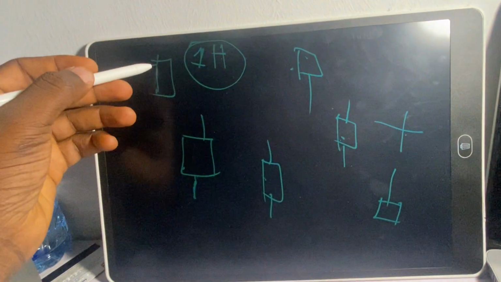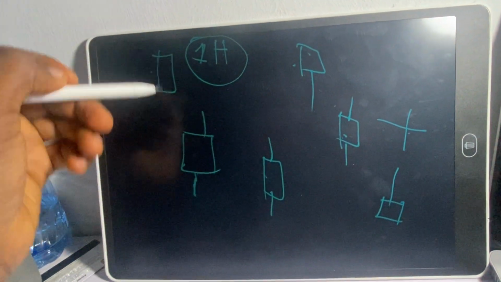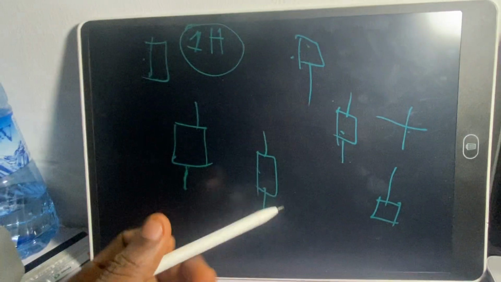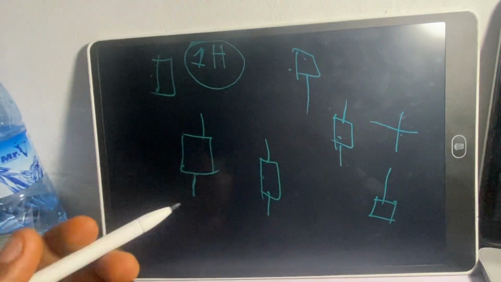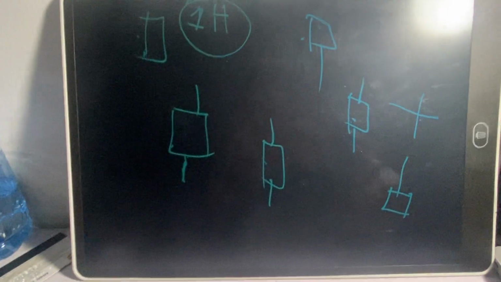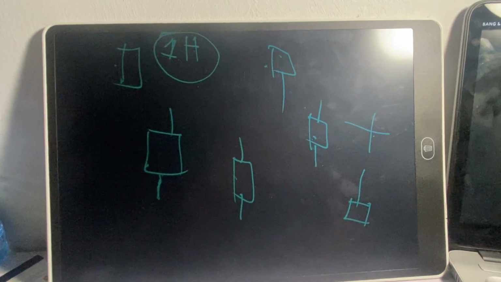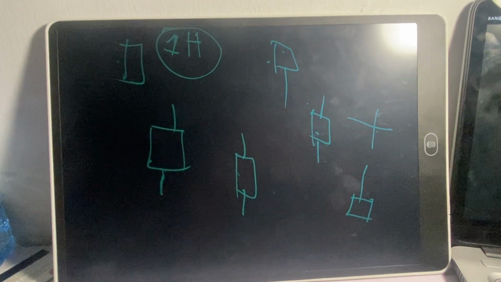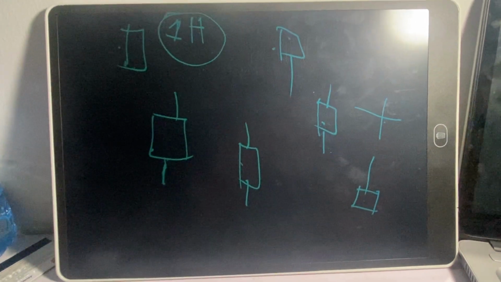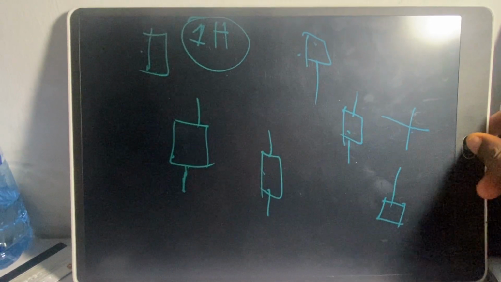It is not as strong as this one, but at least still strong. Same thing as here. The color will tell you who won the battle in this 1 hour, who is stronger in the market in this 1 hour. Do you understand that? Okay.